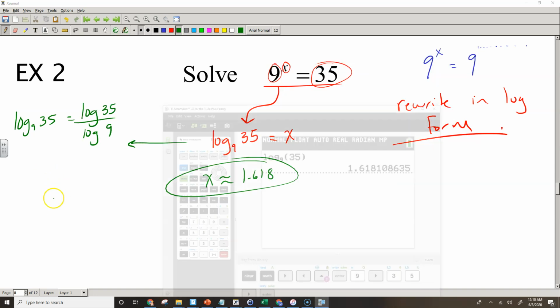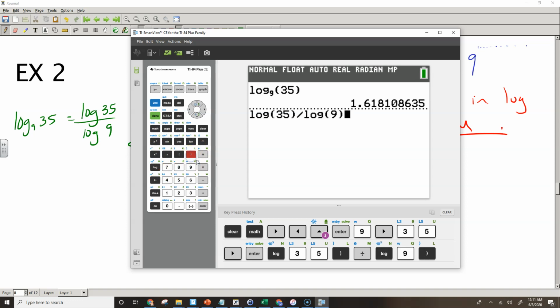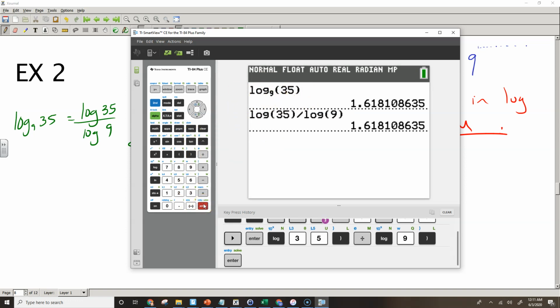So back to my calculator. If I don't have that log base button, I could just grab any scientific calculator, and I could just use my common log button right there, right on the front of the calculator. And I could say, well, what's log 35 divided by log of 9? And that should be equivalent to what I wrote up here in my calculator. It's actually the same thing. You can see I get the same answer, 1.618.